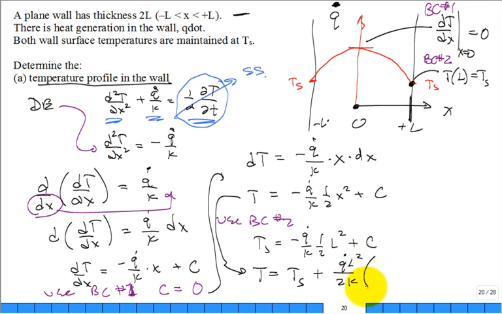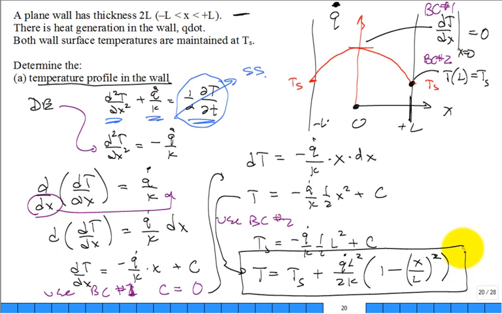I'm cleaning it up a little bit: 1 minus (x over L) squared. That's the answer that we were asked to solve for. That is our temperature profile in the wall. It looks quadratic. It's concave down. It's got a maximum at the center line, x equal to 0.